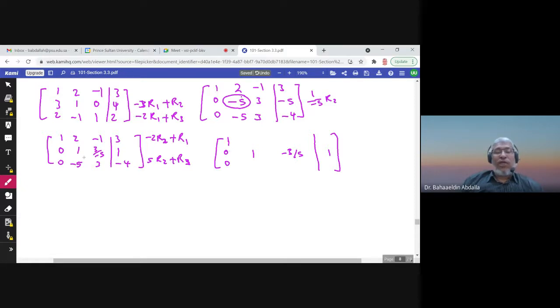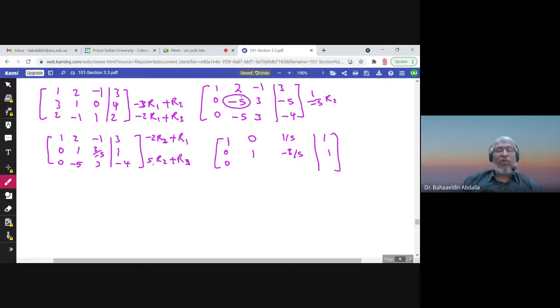Negative 2 plus 2 is 0. Negative 2 times 3 over 5, that's 6 over 5. Minus 1, that's 1 over 5. You can use the calculator easily. Negative 2 times 1, negative 2, plus 3, 1.